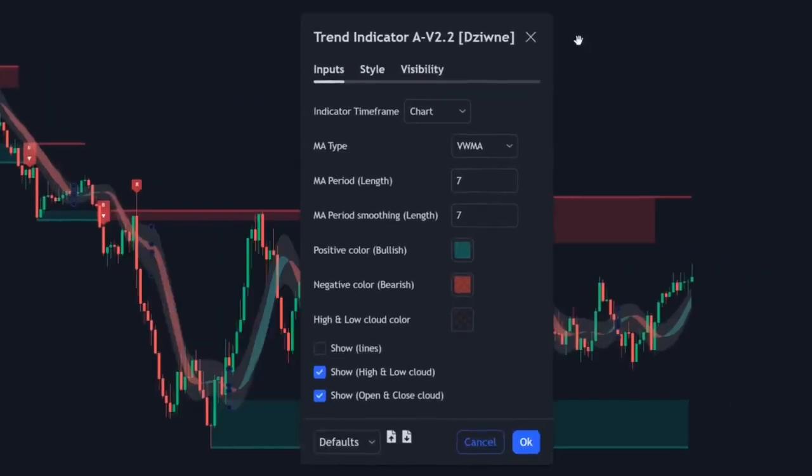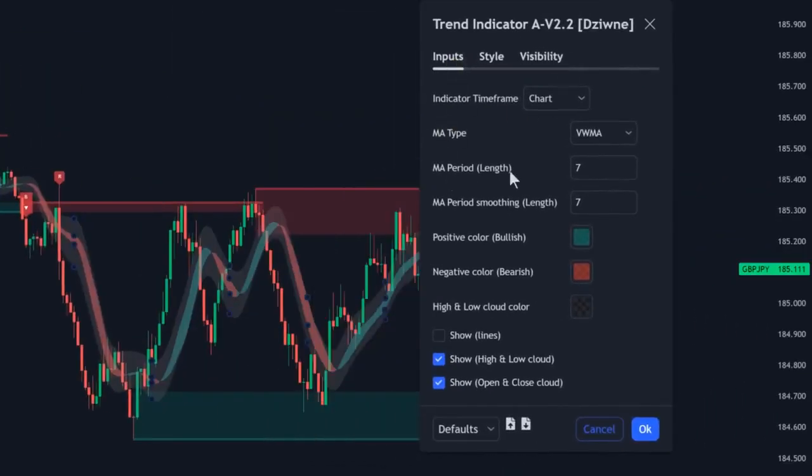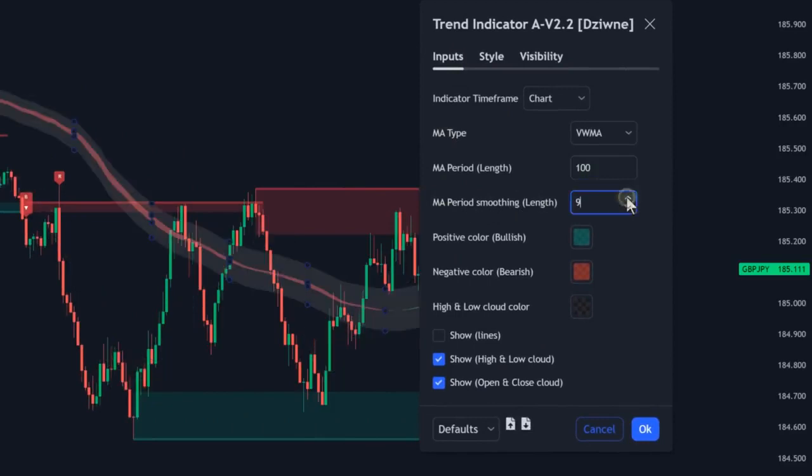On the Inputs tab, change the MA period to 100 and the MA period smoothing to 10. Then down here, you're going to uncheck the Show High and Low Cloud option.